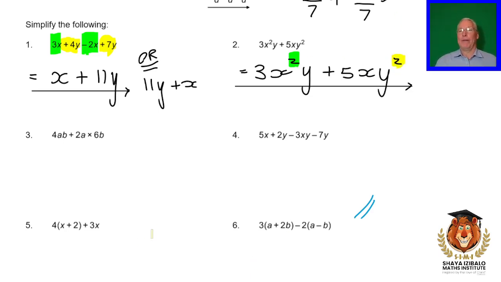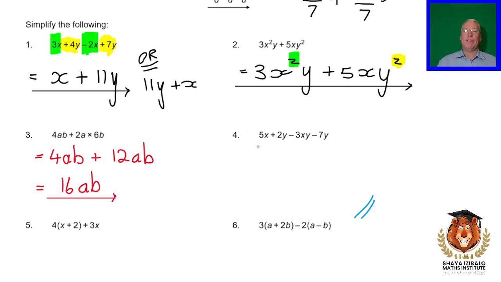They're different things. Okay, the next one involves BODMAS, the order of operations. The first thing we've got to do is this multiplication. So we've got 4ab, and then we're going to add, now we've got 2a times 6b. That's 12ab. Are these terms like? Yes, they are. So we can add them, and we get 16ab.